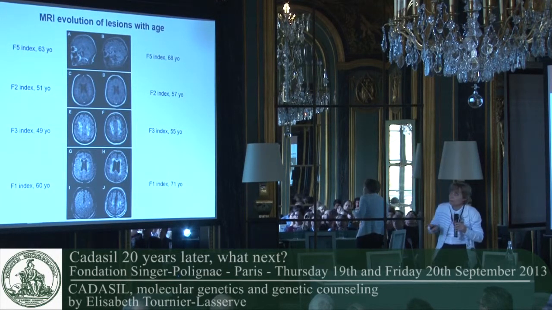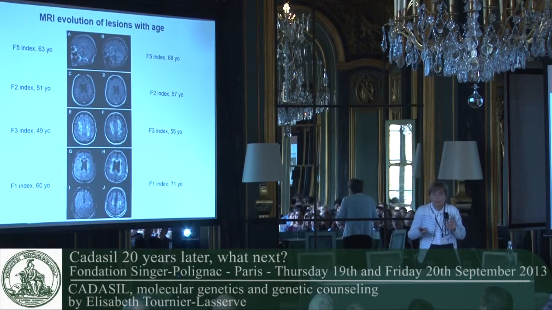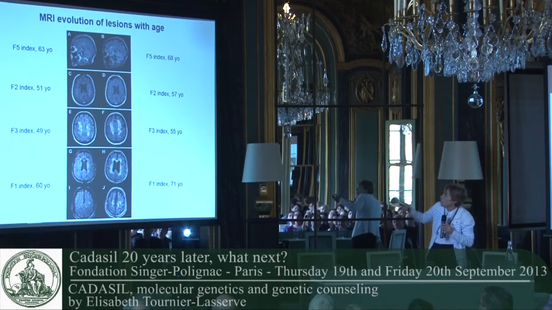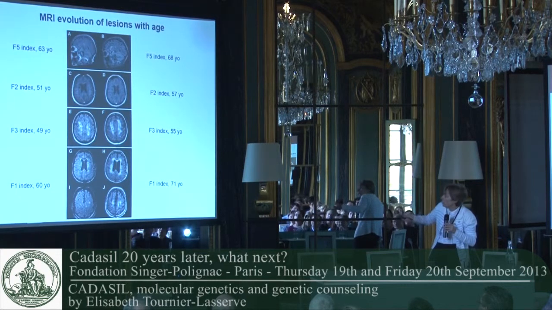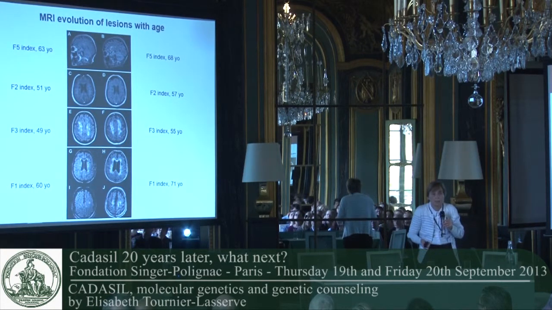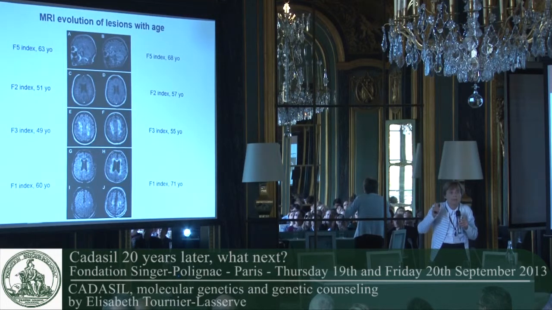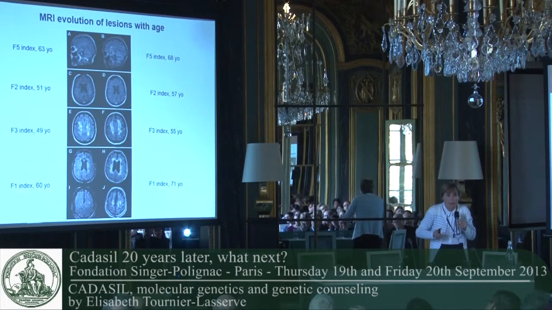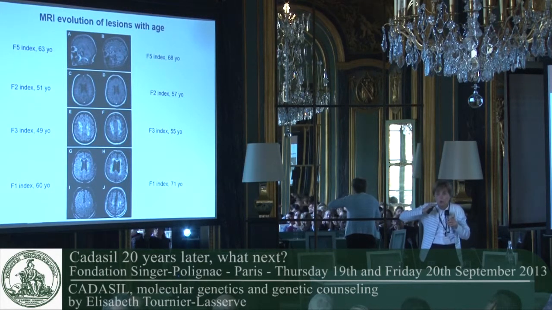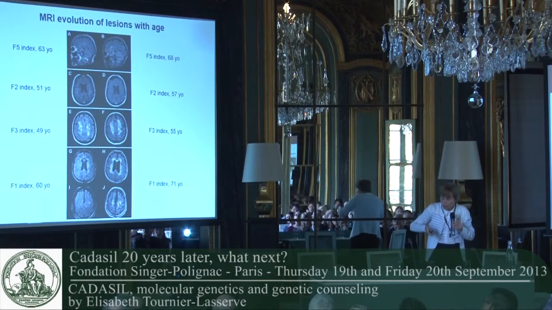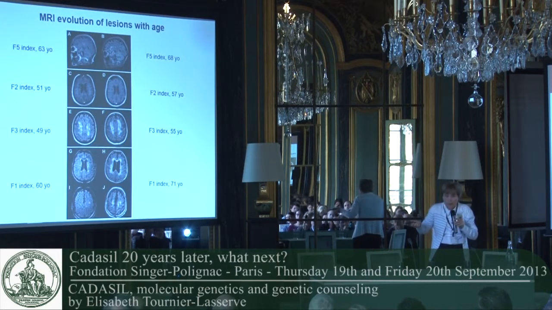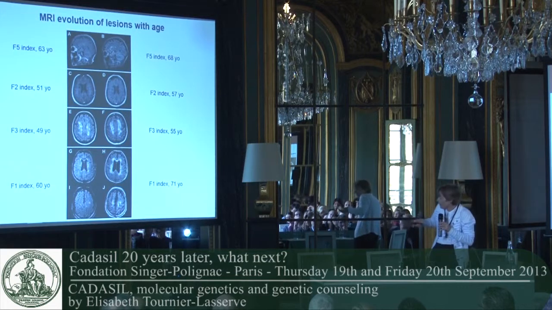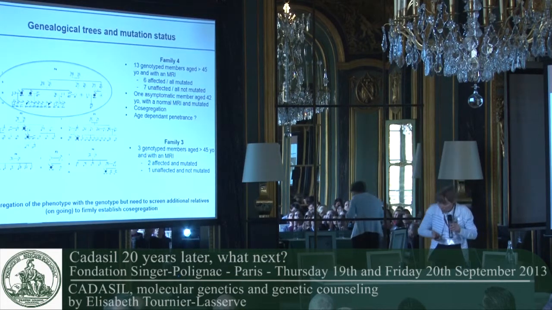What's striking me is that the evolution is not dramatic. For me, it seems that, in fact, several years later, let's look, for example, here, the F3 index patient, there's not that much change, basically. So maybe this disease, if it is caused by a haploinsufficiency of NOTCH3, may have a slow evolution and a different evolution than CADASIL.